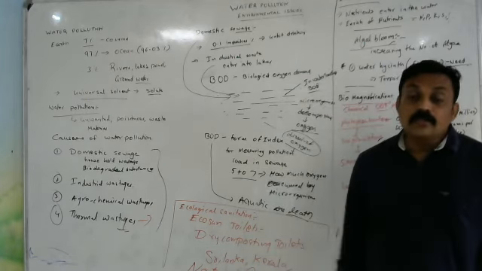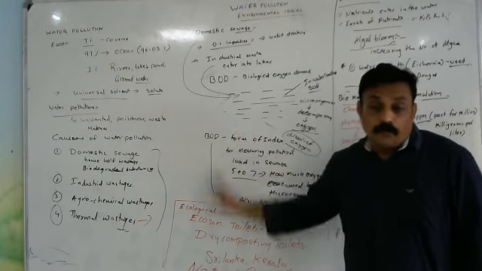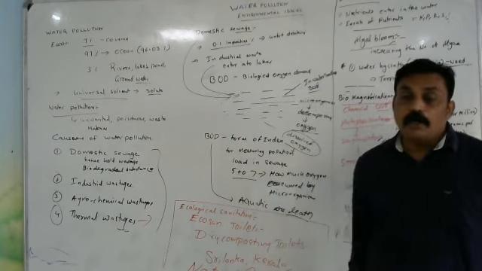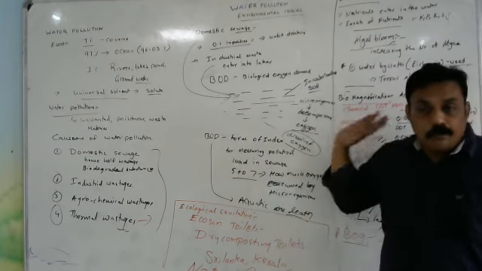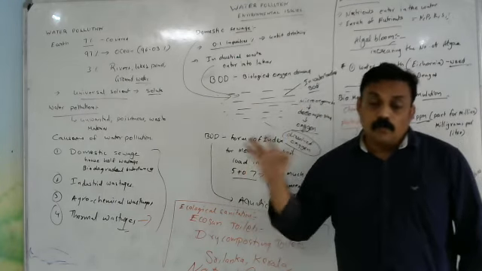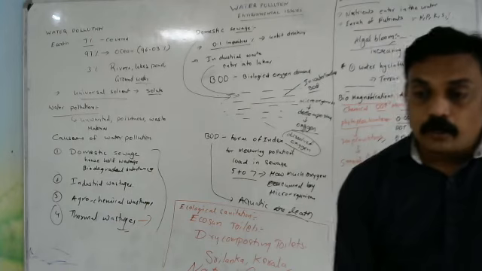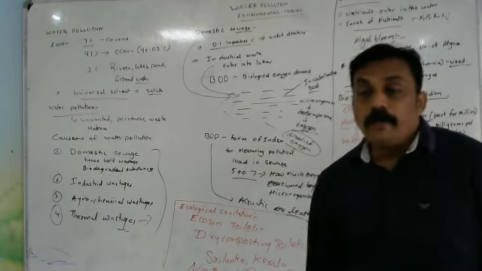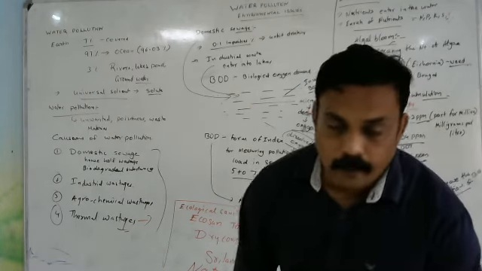So these are the causes of water pollution, and also the important points about BOD, alkalinity, and eutrophication in water pollution. Now what we are going to discuss is soil pollution. Just a minute, one minute.